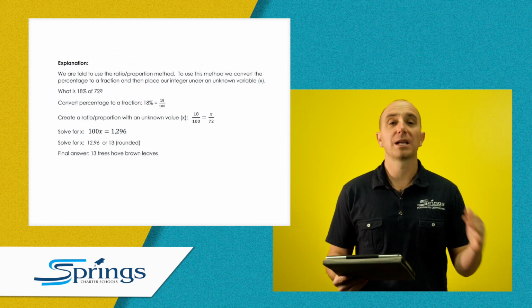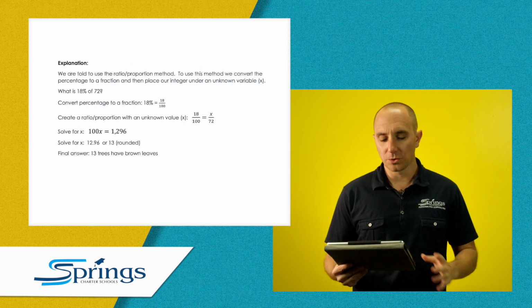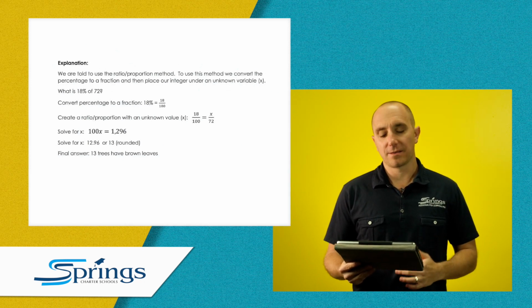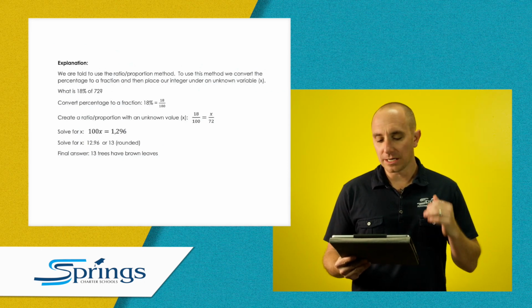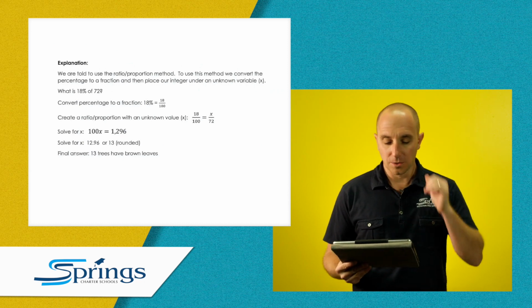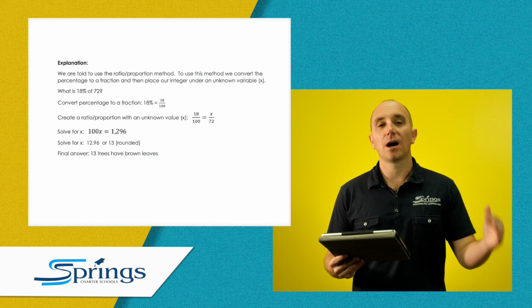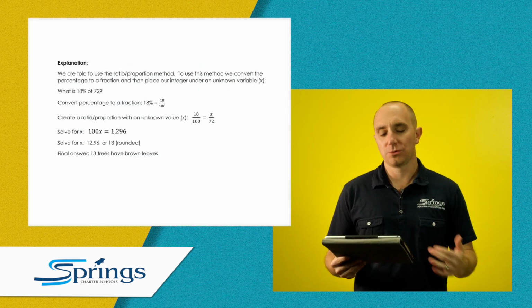Let's go through an explanation to give us a better idea of how this is going to work. We're told to use the ratio proportion method. To use this method, we convert the percentage to a fraction and then place our integer under an unknown variable, which we're going to call x. We're really thinking about what is 18% of 72. So we're going to convert the percentage to a fraction.